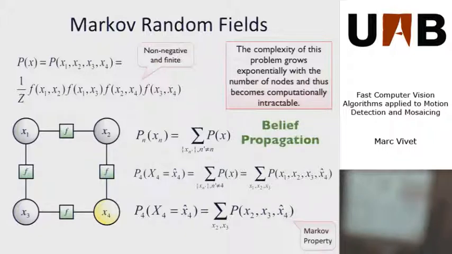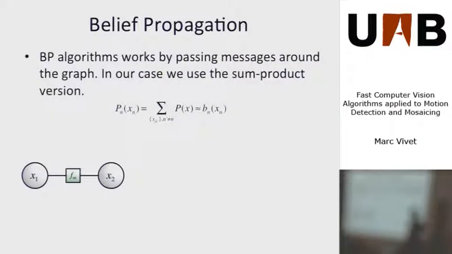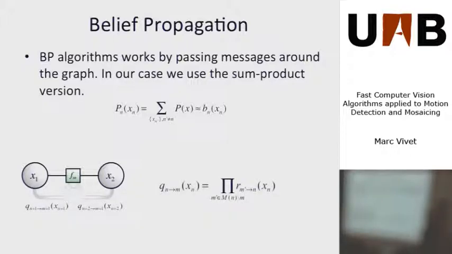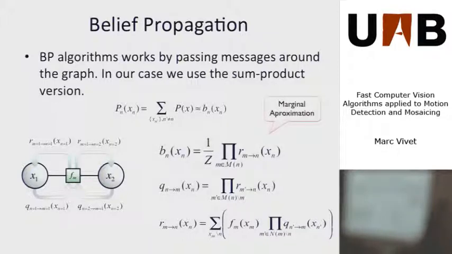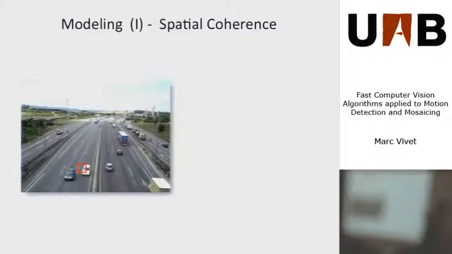It's for this reason that we use belief propagation. Belief propagation works by passing messages around the graph, and in our case, we use the sum-product version. There are 2 kinds of messages: messages that go from the nodes to the factor nodes, and messages that go from the factor nodes to the nodes. And the final marginal probability is computed as a belief, which is the product of all the messages that arrive at a concrete node.